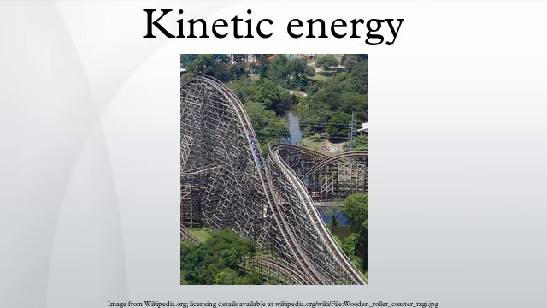rest. In classical mechanics, the kinetic energy of a non-rotating object of mass m traveling at a speed v is E = ½mv². In relativistic mechanics, this is only a good approximation when v is much less than the speed of light.